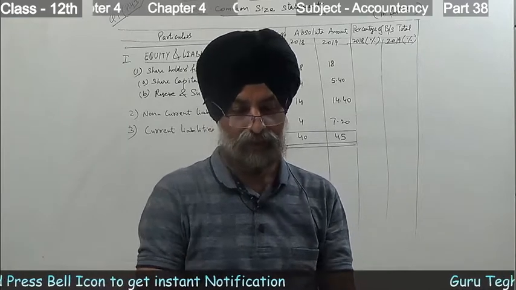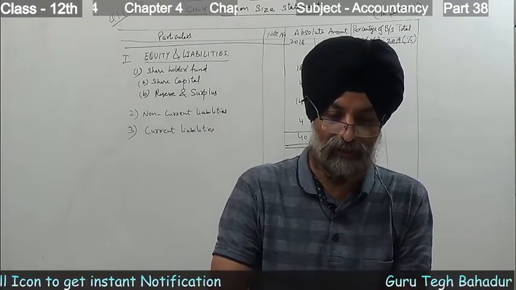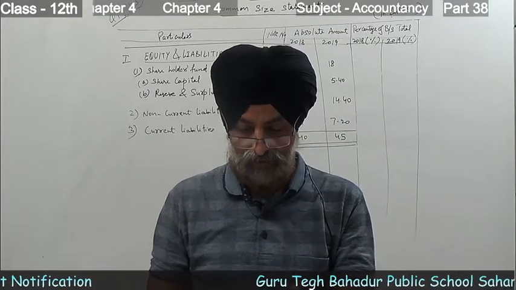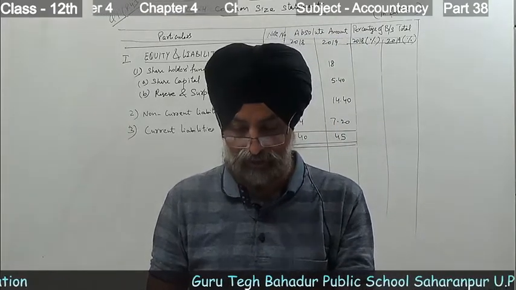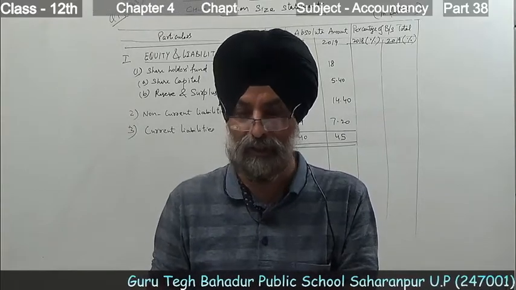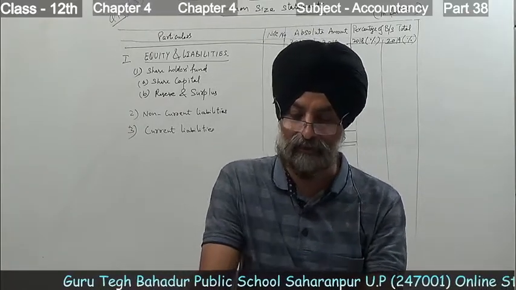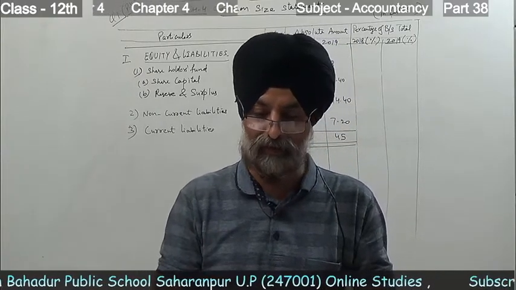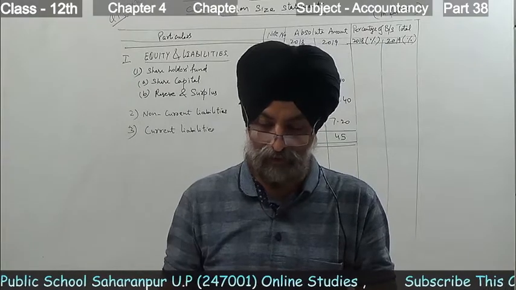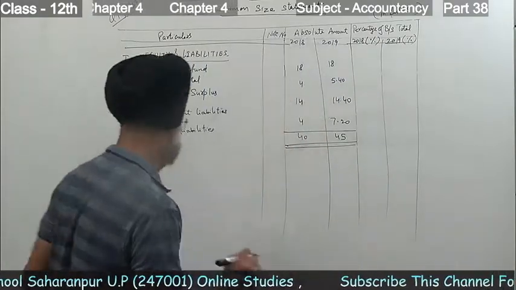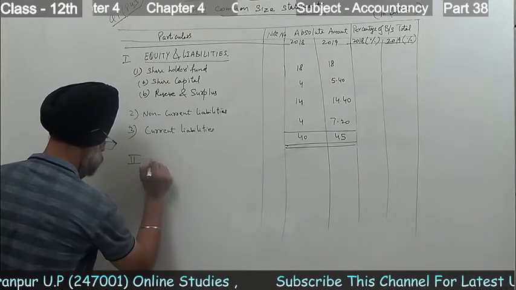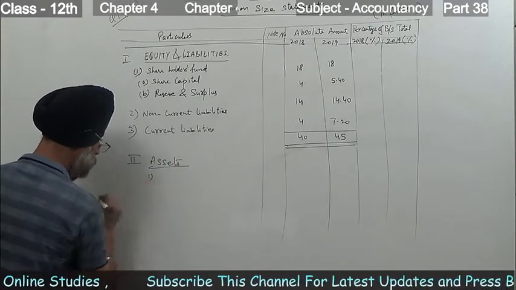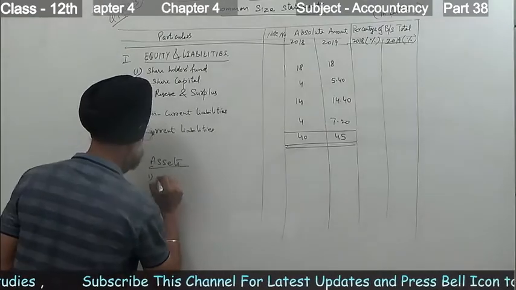Now see asset side. In asset side, the next head in the common size balance sheet, it is given non-current assets and current assets are given in the question. First of all, take the values of non-current assets. Second head, this is assets. In this assets column, the first head is non-current assets.